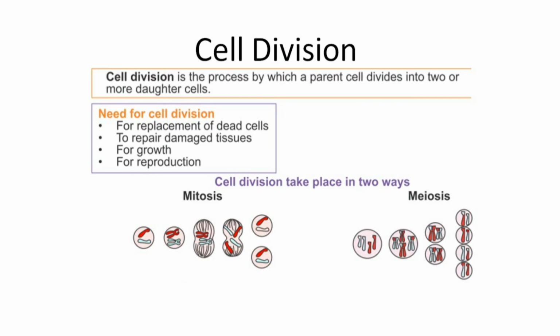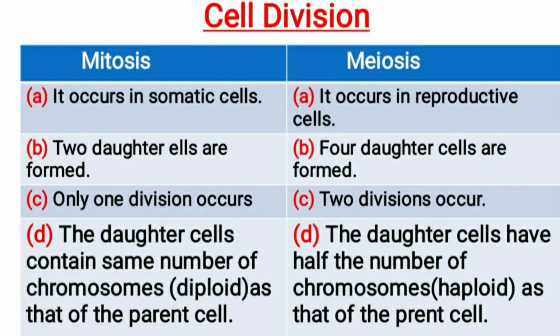The difference between mitosis and meiosis. Mitosis occurs in somatic cells, whereas meiosis occurs in reproductive cells. Here the daughter cells contain the same number of chromosomes, that's diploid, as that of the parent cell. Two daughter cells are formed. Here in meiosis, the daughter cells have half the number of chromosomes, that's haploid, as that of the parent cell, and four daughter cells are formed.